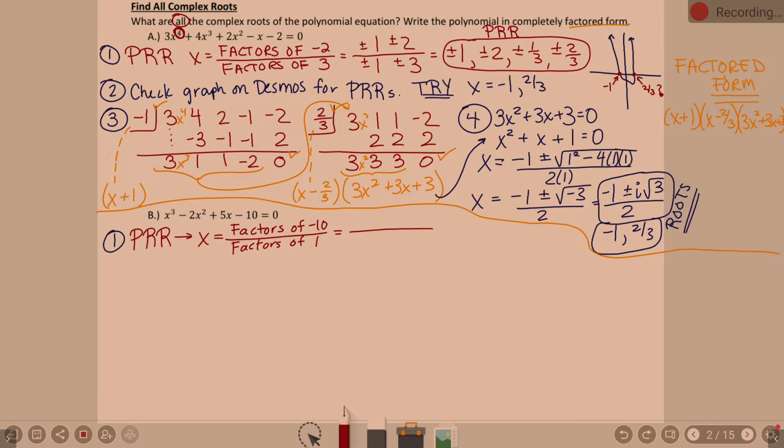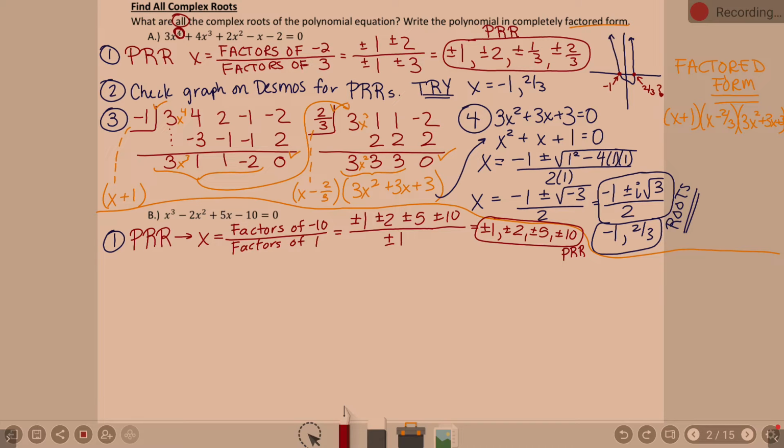What are factors of 10? Plus or minus 1, plus or minus 2, plus or minus 5, plus or minus 10. What are factors of 1? Plus or minus 1. In this case, it's a pretty easy list of PRRs, because everything is over 1. We're only looking at whole numbers. So plus or minus 1, plus or minus 2, plus or minus 5, and plus or minus 10. Those are my PRRs.